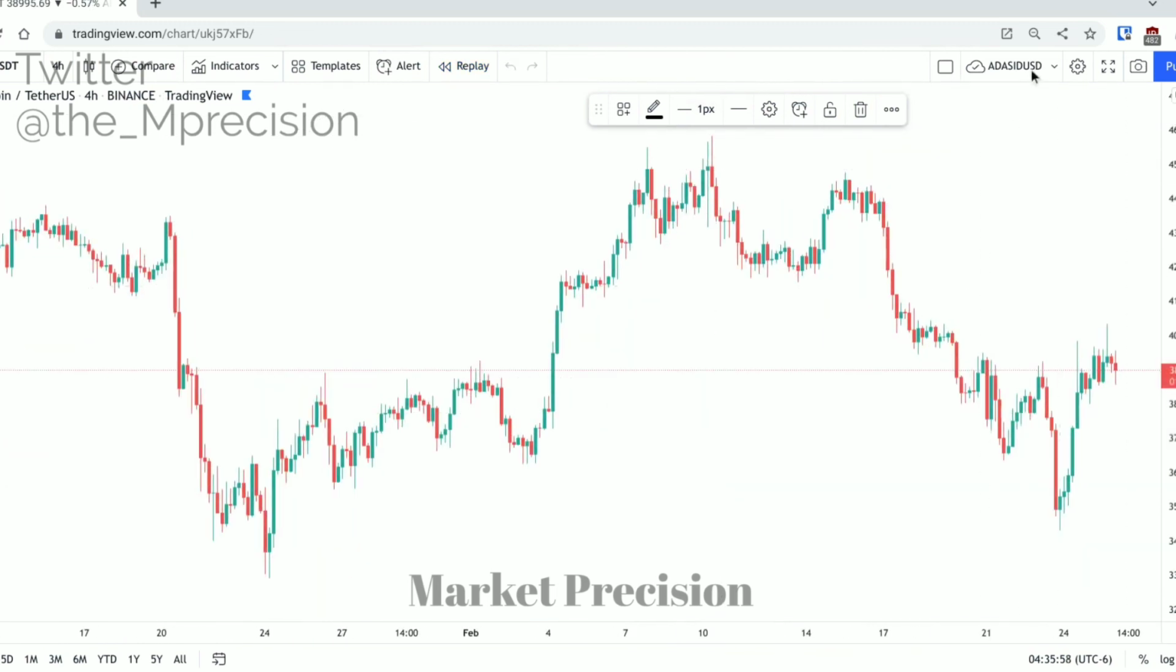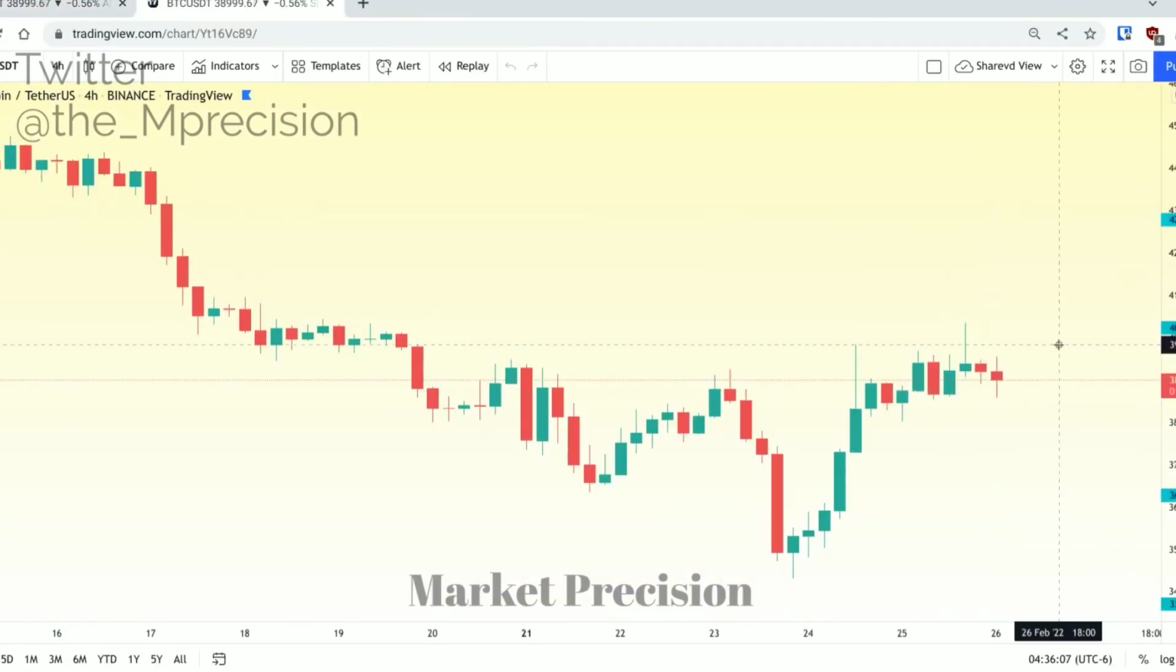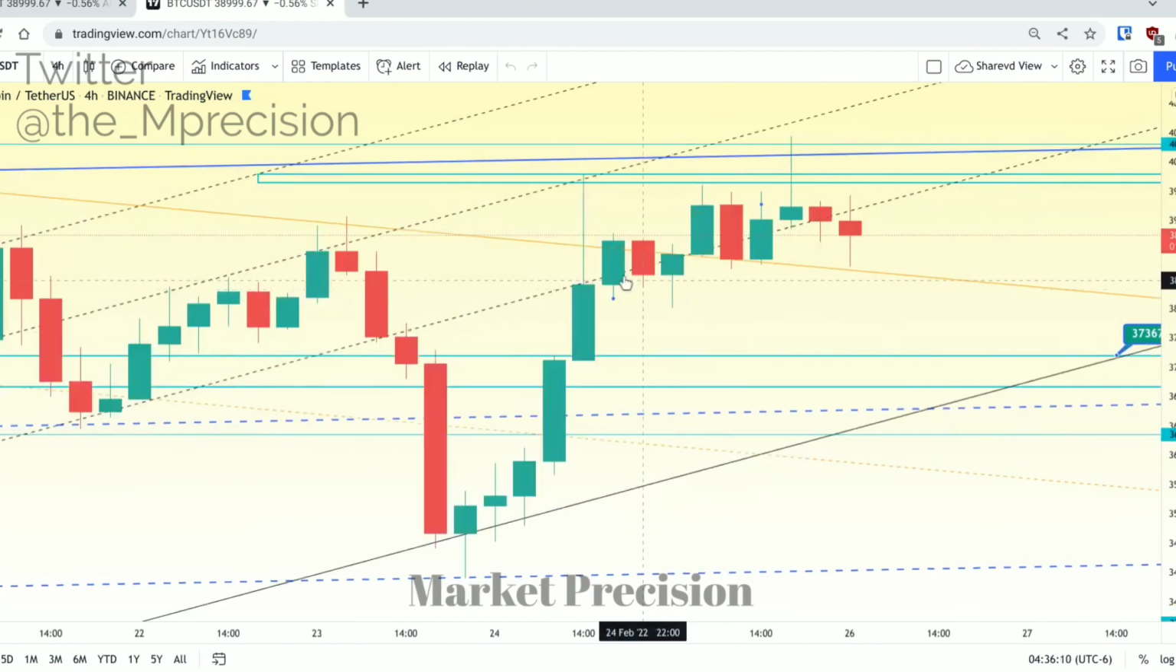I have to switch the layout. Load chart layout. This is the current scenario, right? 1, 2, 3, 4, 5, 6, 7, 8, 9, like 36 hours. It's still connected to this black line.